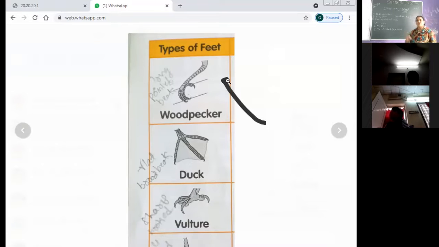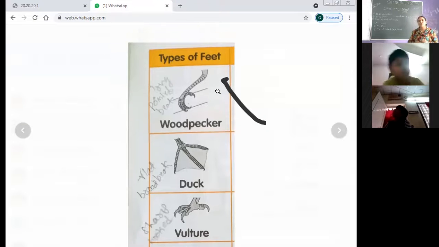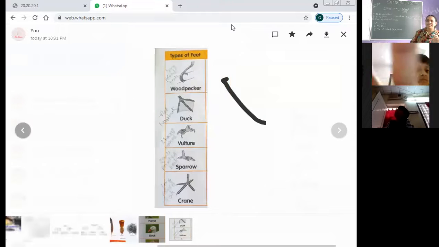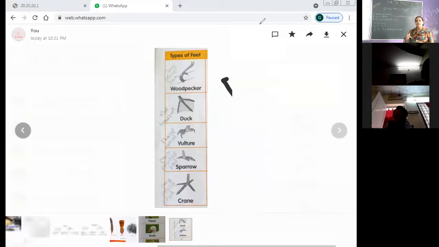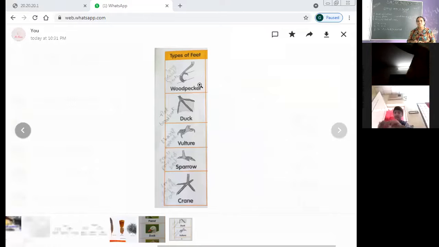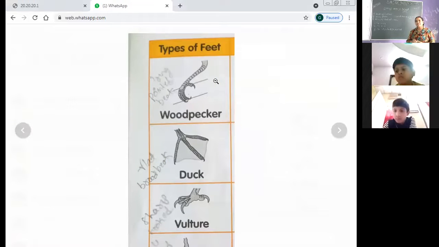And what type of claws does the woodpecker have? Long, curved claws, with two toes in front, two toes at the back, and a long curved foot. The curved claws help the woodpecker to climb and tightly hold the branches. Like that, the beak and the claws help the woodpecker.